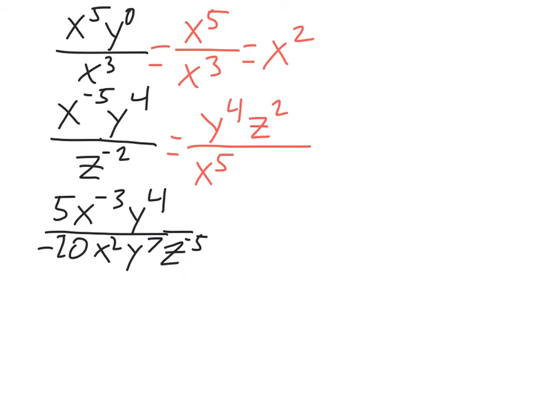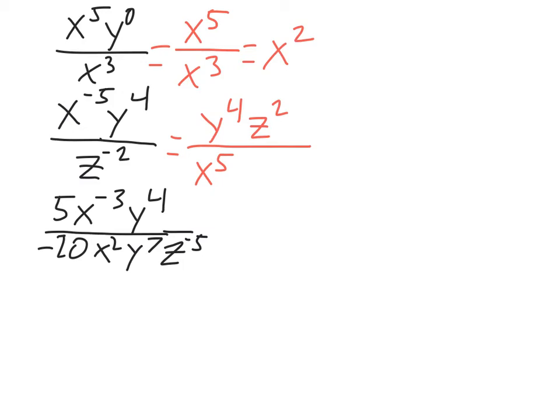Alright, here's a big one. So we have numbers, and we have x, y's, and z. So before we do anything else, let's move the negative exponents. So here we have x to the negative 3, here we have z to the negative 5. So those things will have to move, and then everything else stays where they are.